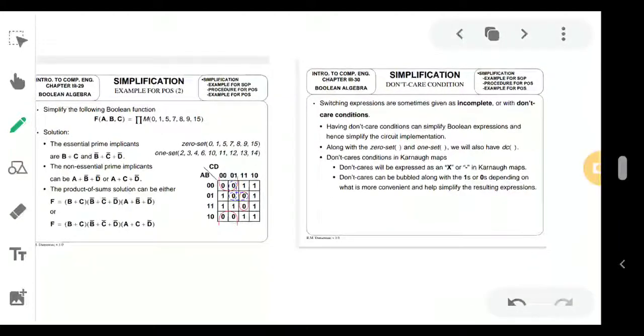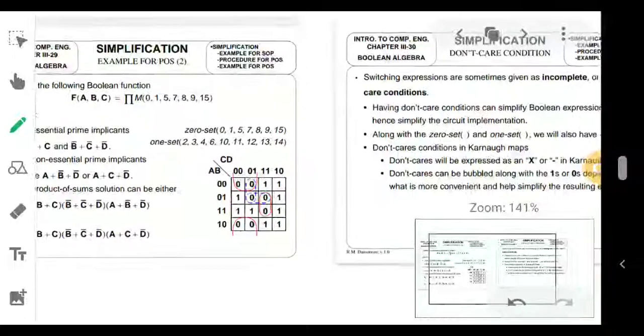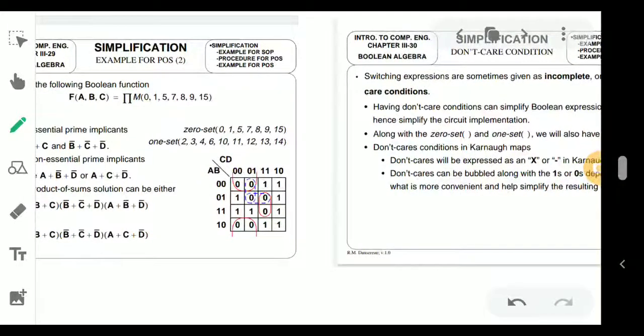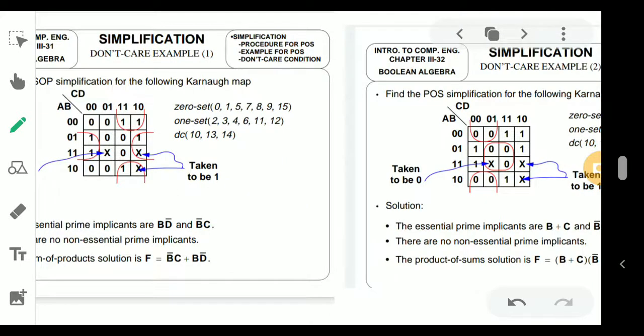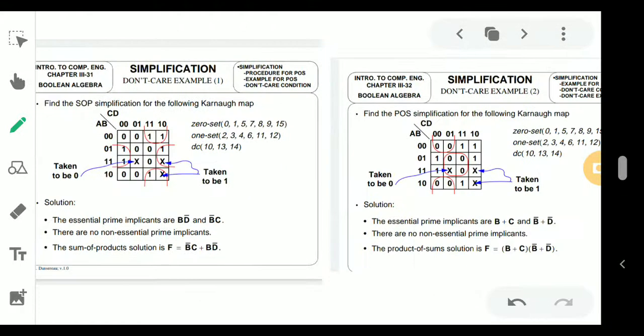An example of POS will also be there, that is the pi format. The pi format we can also solve. So directly we are using an expression for it, and then we are finding it out.